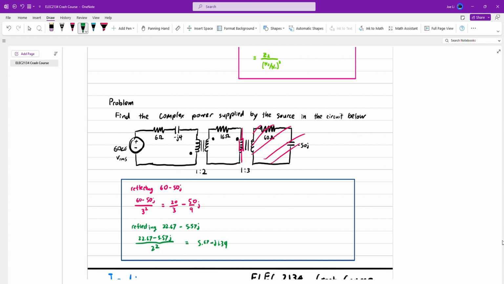Now, adding the total impedance, we just add these two to it. If we add 6 minus 4J, we're going to get 11.67 minus 5.39J.